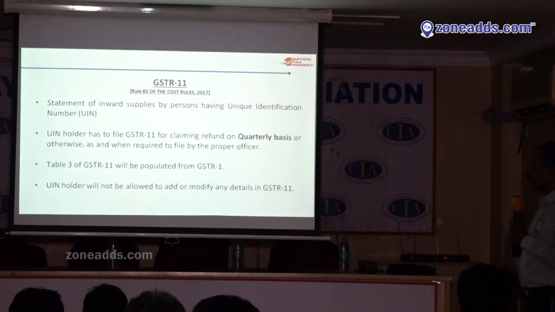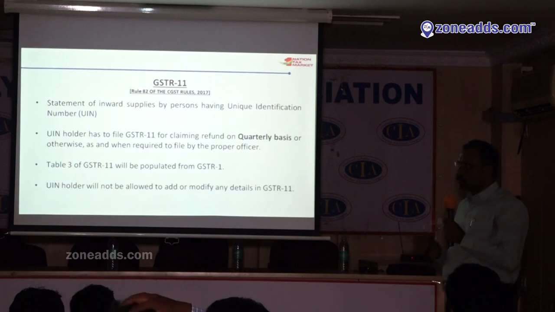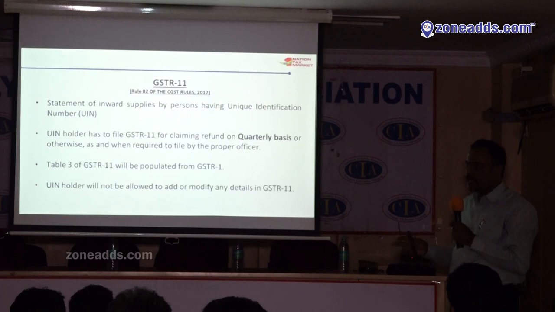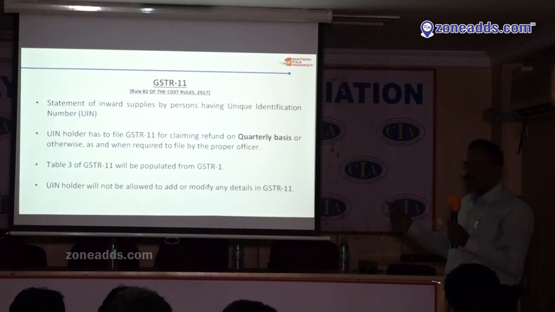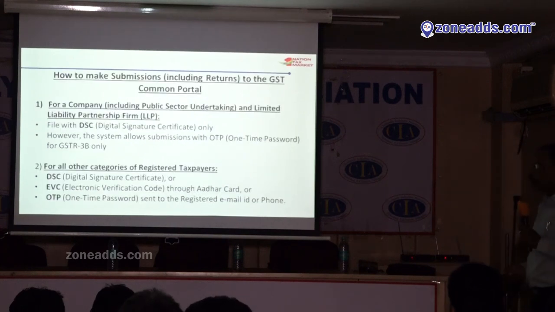GSTR 11 is filed by the special registrations, UIN holders. This is a 100% auto-populated return. They cannot do any modification. Any duty paid by the suppliers is auto-populated in GSTR 11. That amount will be refunded to those special agencies. That return is filed on a quarterly basis.